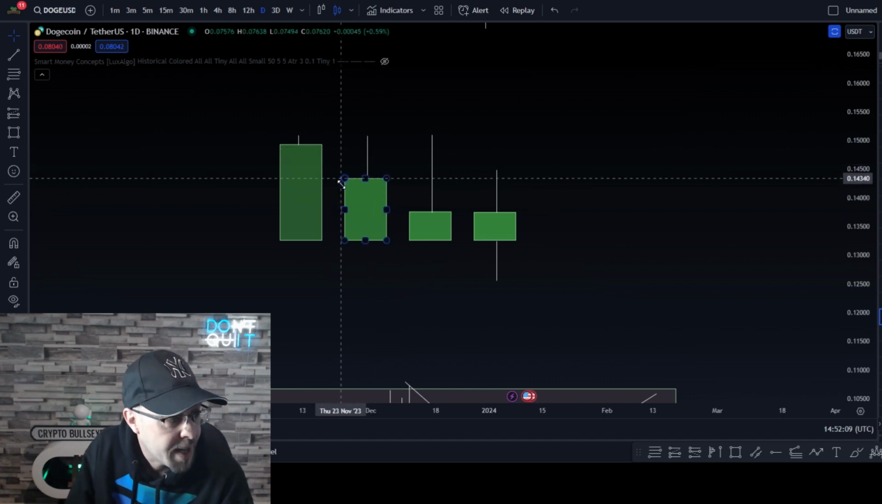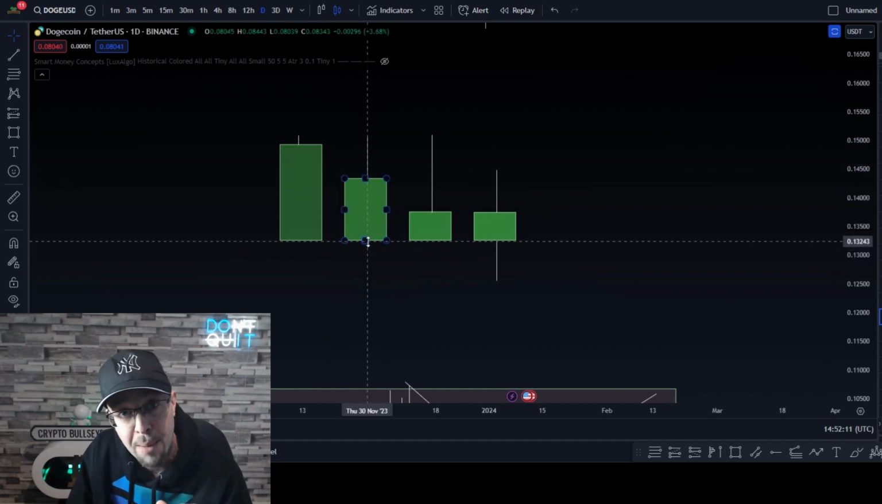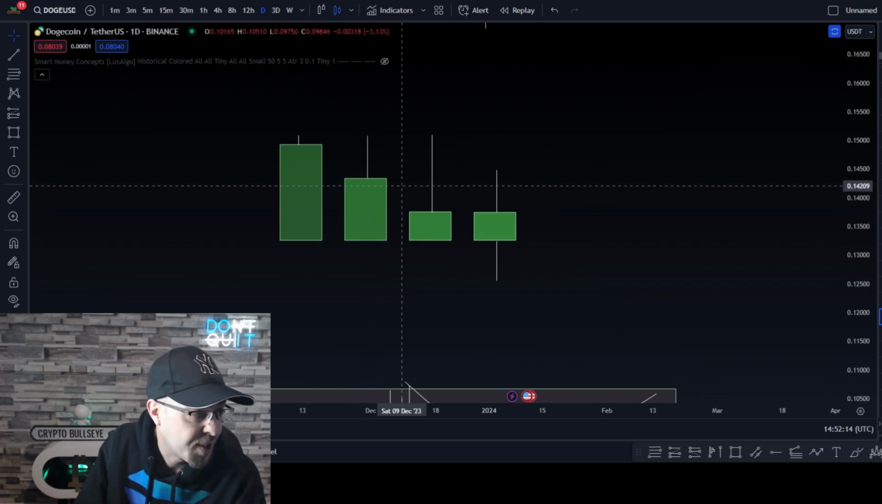This second one's a pretty strong bullish candle. We've got no wick at the bottom, so the bears haven't had any momentum during the session.